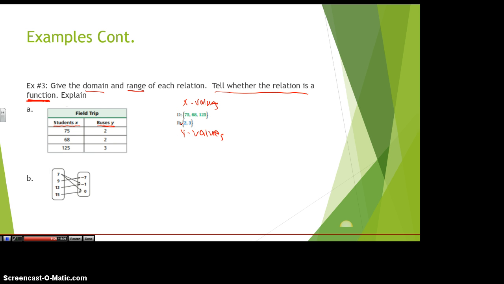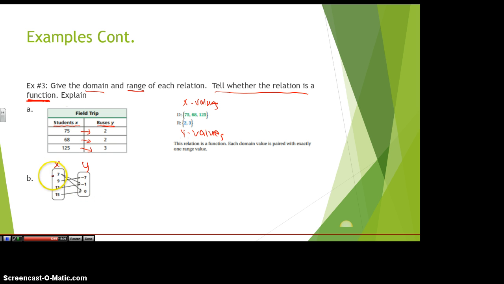Now, for each X, is it paired with one Y? Yes, it is. So for this situation, this relation is a function. Each domain value is paired with exactly one range value. So that is an example there with the table. Let's look at the mapping diagram. Notice we have our X's on the left, Y's on the right. X's are 7, 9, 12, 15. Y's are -7, -1, and 0.